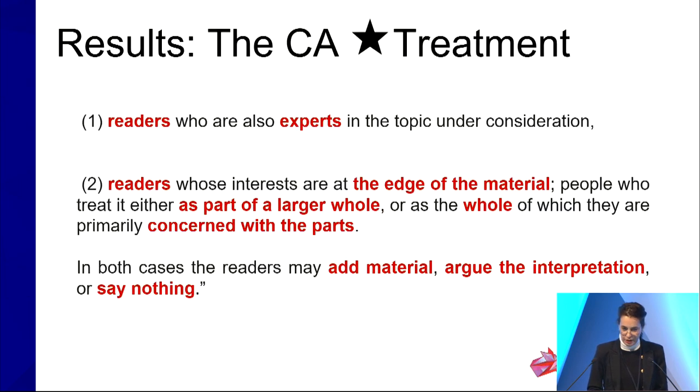And the idea of this CA treatment is that the editor, after the manuscript is accepted for the peer review process, sends the manuscript to a list of readers, and these readers are divided into two categories. The readers might be experts in the topic of the manuscript, and the readers also might be interested in parts of the manuscript. And in both cases, the readers may add material for the discussion, argue the interpretation of the results, or say nothing about the manuscript.